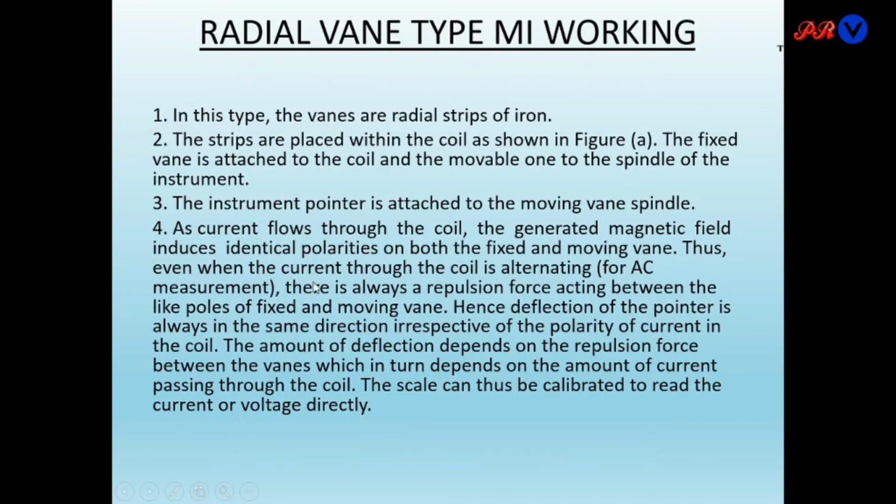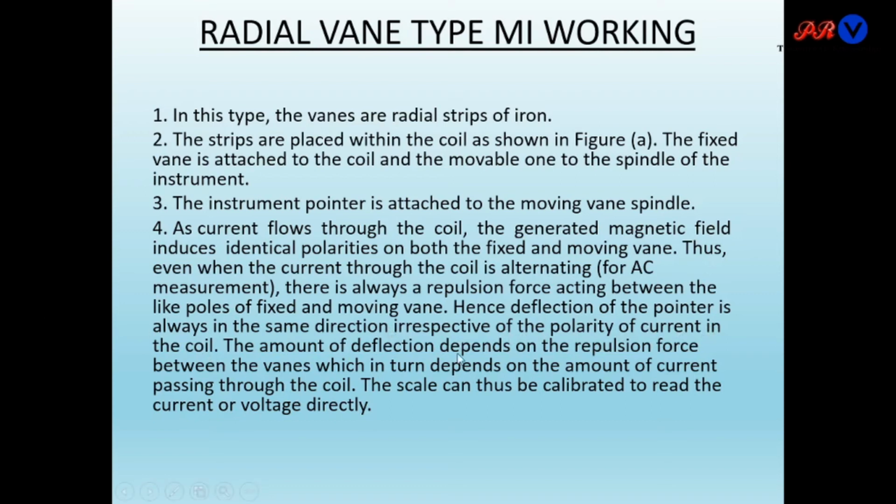Thus, even when the current through the coil is alternating for AC measurement, there is always a repulsion force acting between the like poles of fixed and moving vanes. So hence deflection of the pointer is always in the same direction, irrespective of the polarity of the current in the coil. Whenever current changes its polarity in the coil, there is always a repulsive force between the vanes.